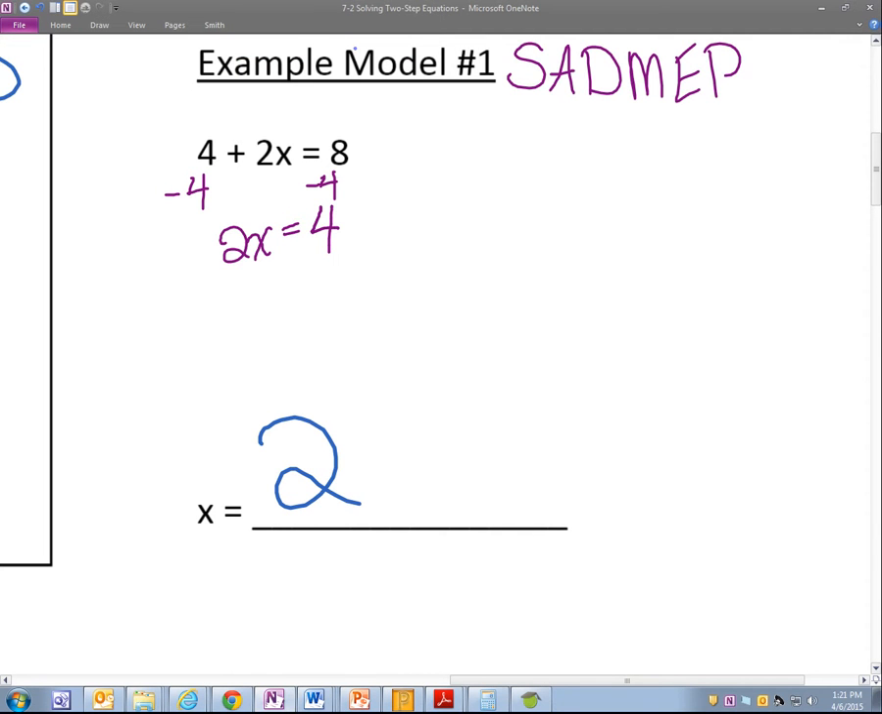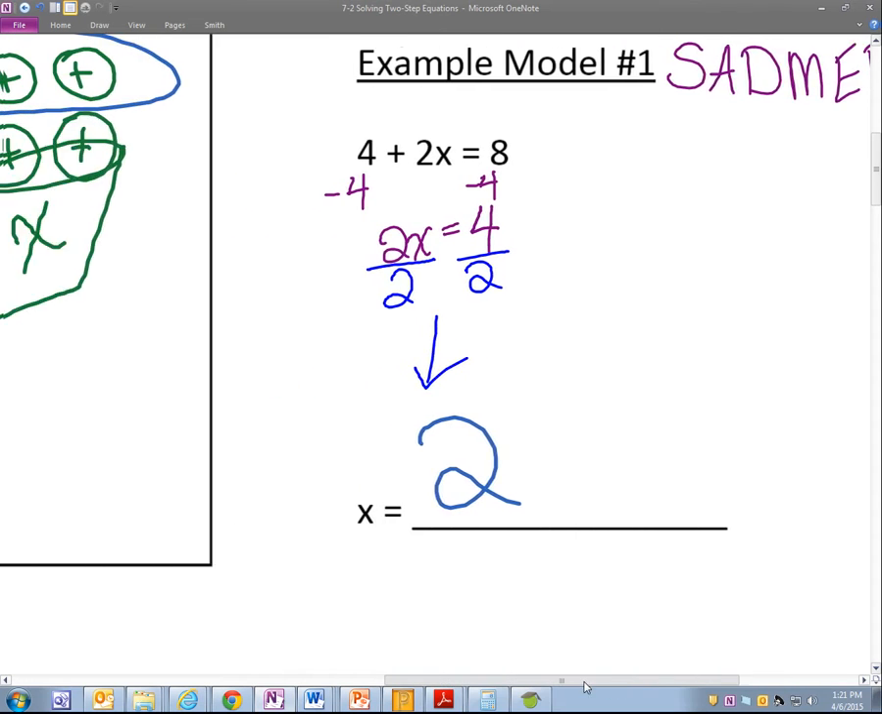Now what's happening to x? Dara? It's being multiplied, so we have to divide. Exactly. So we're going to divide by 2, and we are going to get, boom, x equals 2. X is equal to 2 in that situation.